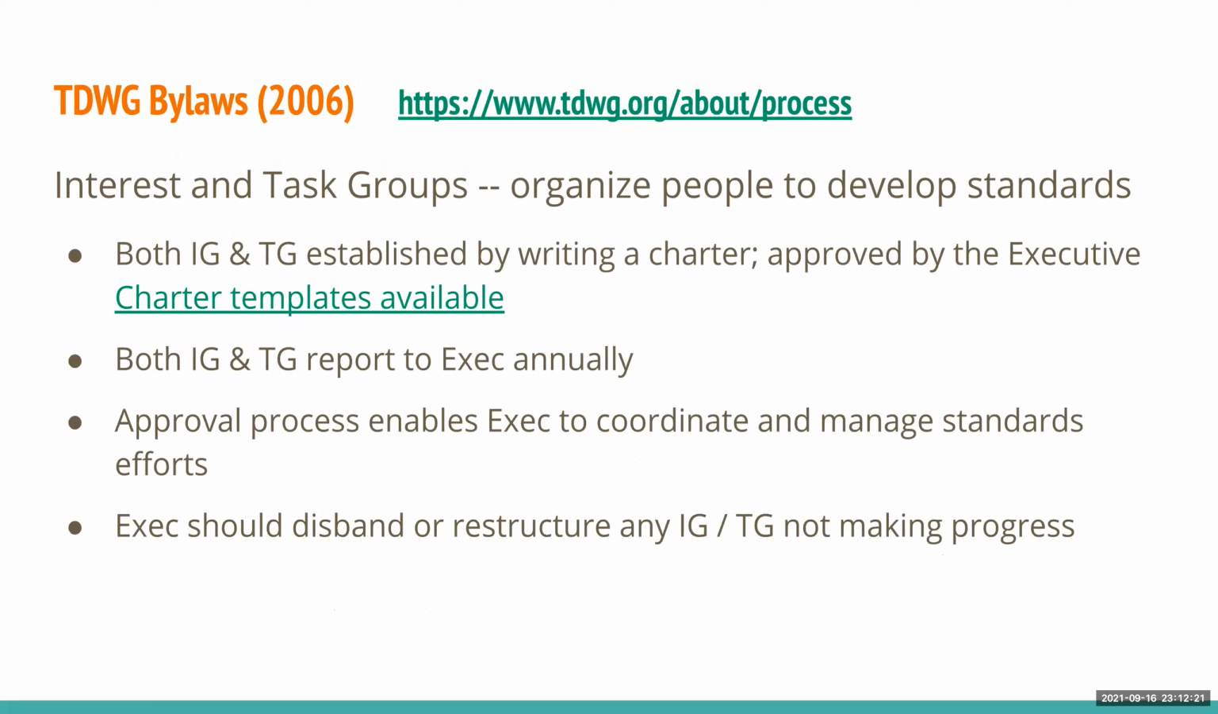Establishing an interest or task group is done by writing a charter and having it approved by the executive committee. There's a link here to charters and some of the responsibilities of interest and task group conveners. This approval process is where the executive, in essence, gets to exercise its coordination and management influence, basically asking that particular modifications or changes in plans get made.